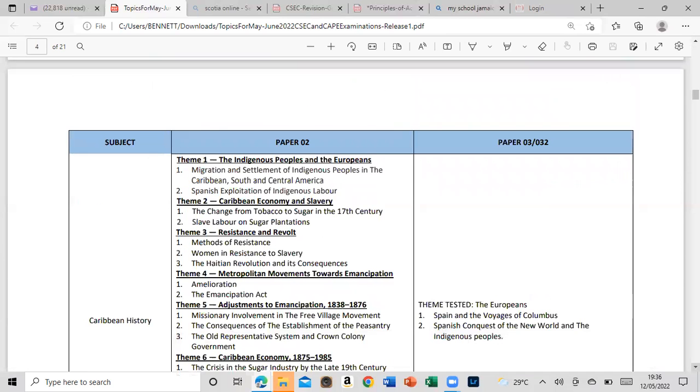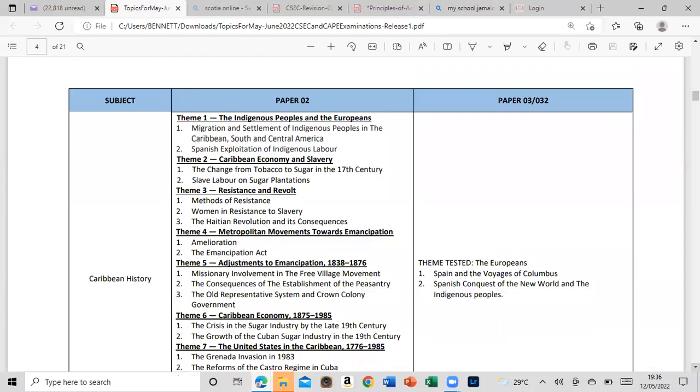Let's go. All right, let's look at Caribbean history. I'll be doing a number of paper ones on that. So definitely, guys, make sure you zoom in on these paper twos. All right, so team 1, the indigenous people and the Europeans, that's for sure. So we're going to look at migration and settlement of indigenous people in the Caribbean and South and Central America, and the Spanish exploitation of indigenous labor.